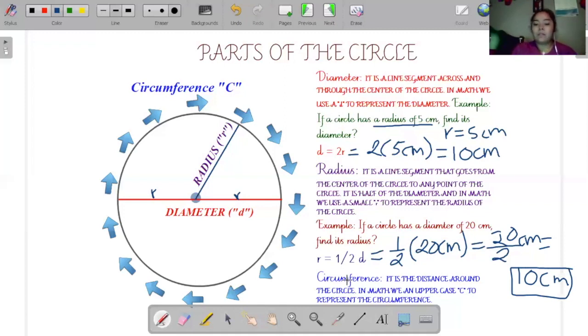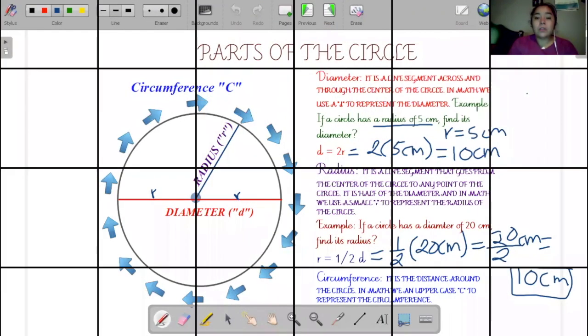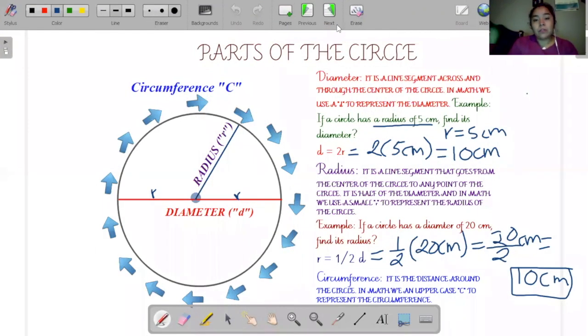Lastly, we have the circumference. The circumference is the distance around the circle. So we follow these blue arrows here. This represents the distance around the circle. And we use an uppercase C to represent the circumference of a circle. So now that we know the basic parts of the circle, let's look into finding the circumference of a circle. But before, let's learn more about pi.